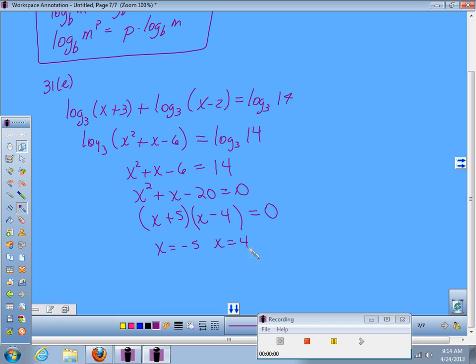So, okay, if you put negative 5 back up here in the original problem for x, am I going to have the log of a positive number? No. No, I am not. So negative 5 is out of there. And don't assume that all negatives are wrong and all positives are right. If you put 4 up there, 4 plus 3 is 7. That's harder.